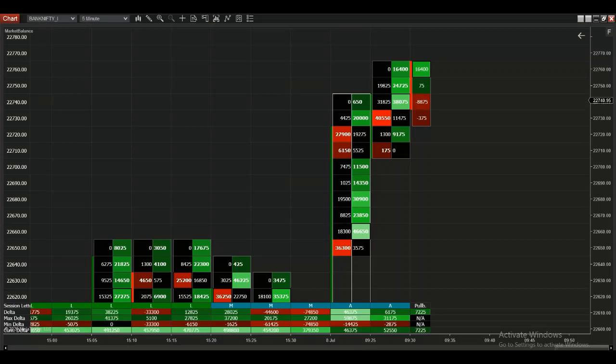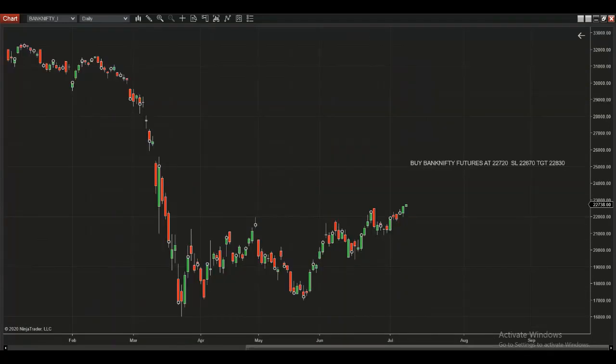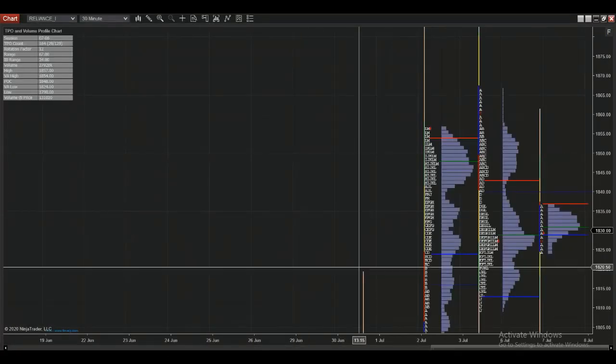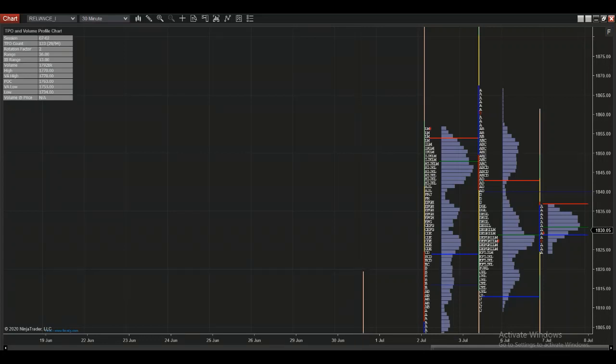And my trade is buy Bank Nifty futures at 22,720, which is already triggered, and the stop loss is about 50 odd points from the entry, and target is around 110 points, right? Yes. Let me quickly go and check what's happening in Reliance. Okay, it's trading around there only.